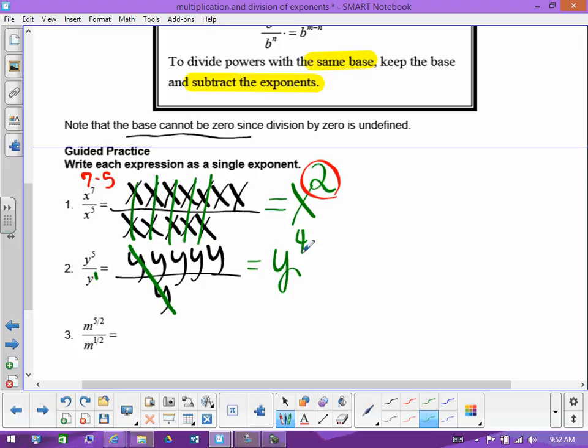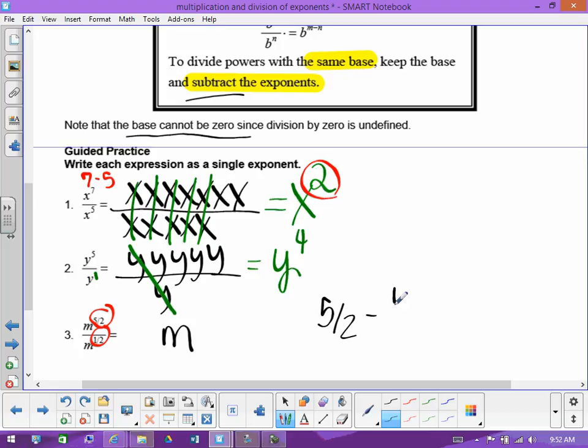Okay, number 3. We're going to do subtraction. It may be difficult to write them out because it's a fraction. This is why the rule is helpful. What are we supposed to do with those? What does it say to do with them? Subtract the exponents. So it'll be 5 over 2.